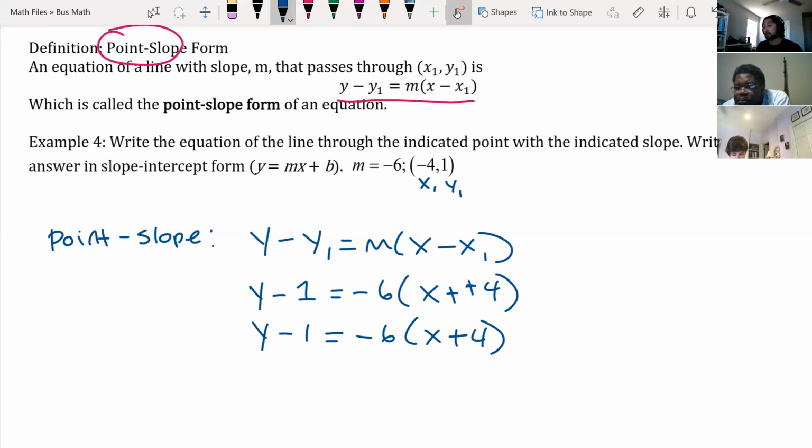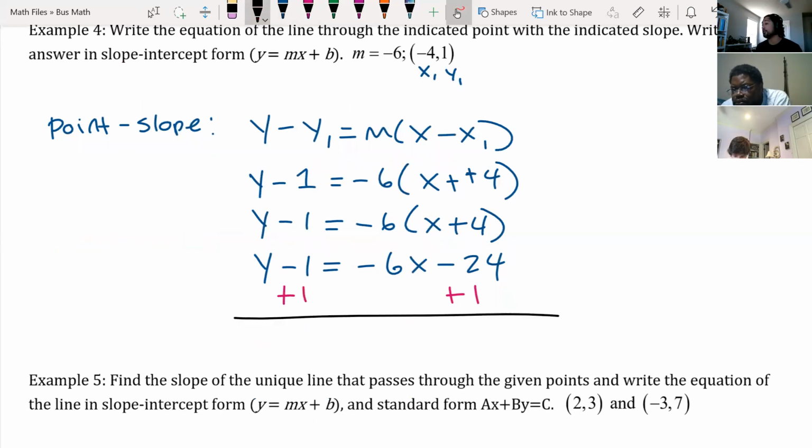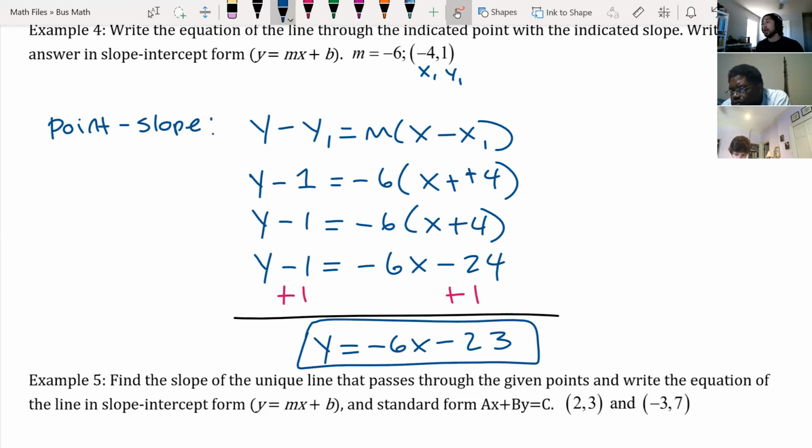What we're going to do next is distribute that -6. And you get -6x minus 24. And then add this 1 over. And we get our final answer of y equals -6x minus 23. And when you use the point slope formula, at the very end, when you solve for y, it puts it into your slope intercept form of y equals mx plus b.